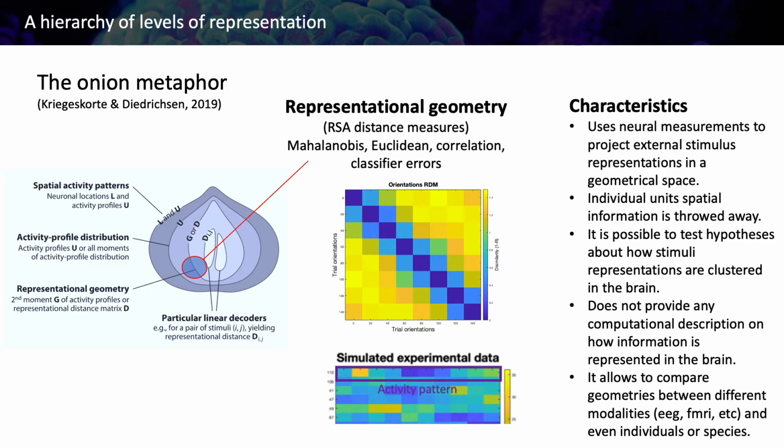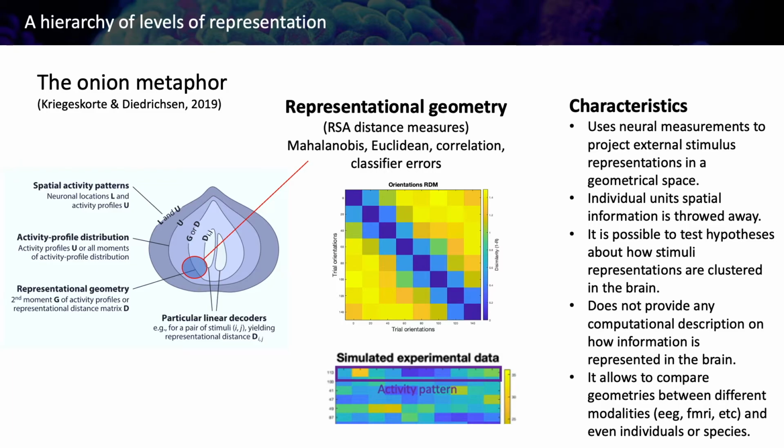So it's using neural measurements to project external stimulus representations in a geometrical space. That is nice because it's not only saying this and these are different, it's also telling you these are different, but this and these are more similar than this and this. So in the end, you can map in a multidimensional space how the information is related to each other. And then you can corroborate these models with the external world, with some predefined models.